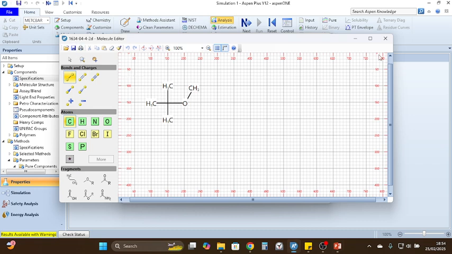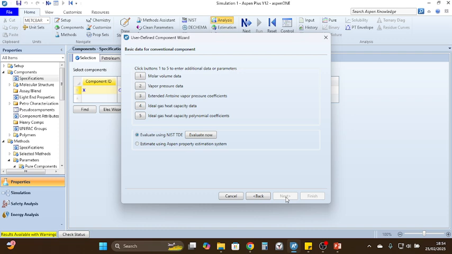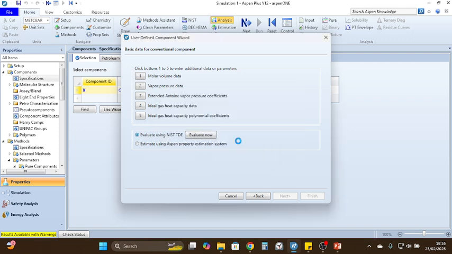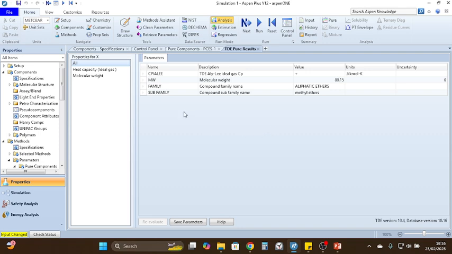Once this is done, you can close it. It says that the structure is available. Now you can click on next. Over here, since I have given the mole file, you can see that it says evaluate using NIST-TD. Now we are going to select evaluate now. Now we are going to click on OK. So these are all the values that are being retrieved from the NIST-TD.